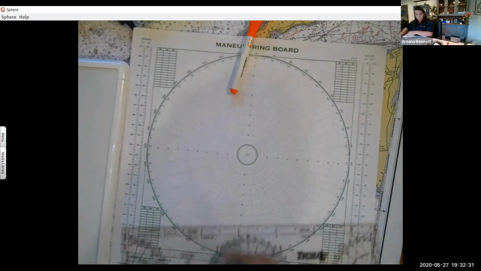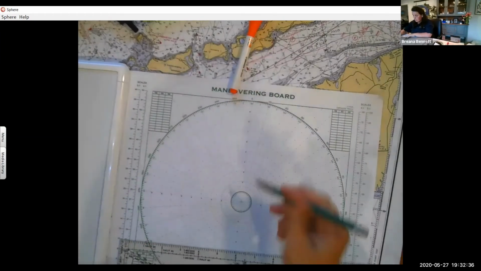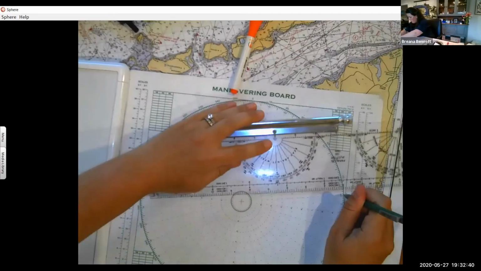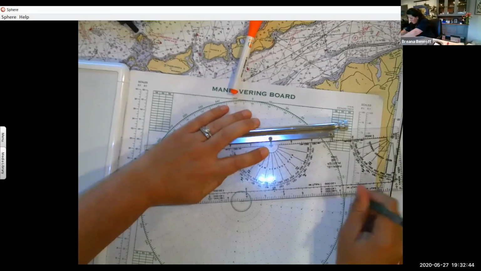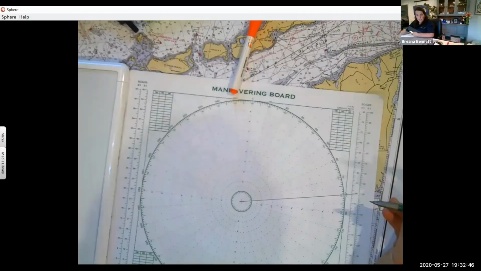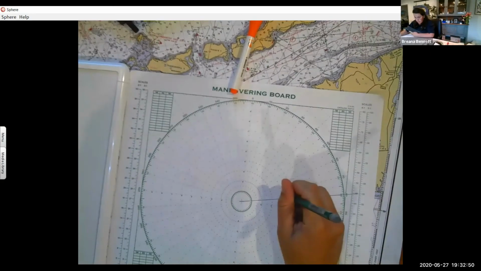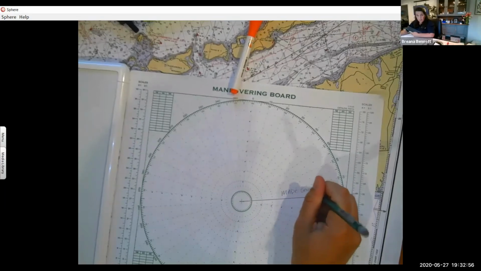Okay, so my made good comes from the center, so I'm going to have 080. I want to make good 080. This is going to be my made good line.